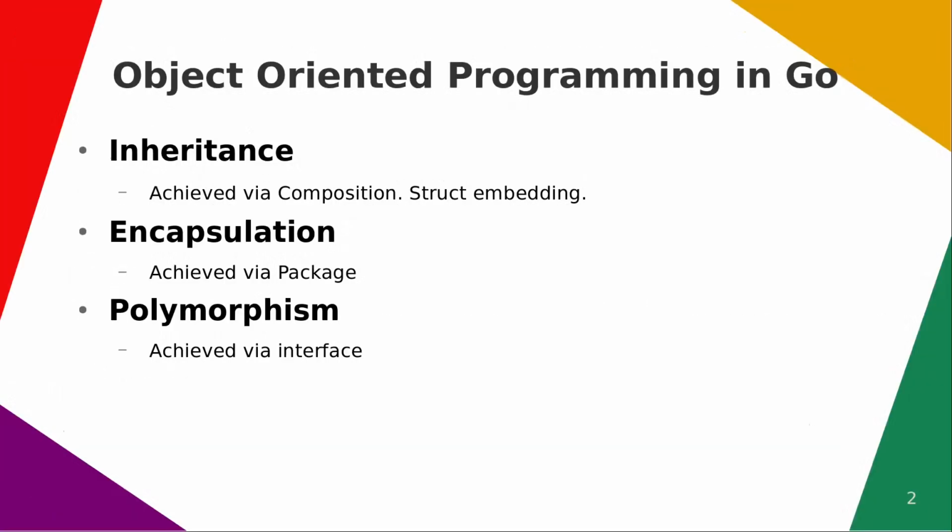In Go, we have simple structs, interfaces and packages. Very easily, we can use these features to achieve object-oriented programming. Inheritance is achieved via composition and struct embedding, encapsulation via packages, and polymorphism we can achieve via interfaces. Okay, so these are the things. Now let's dive into VS Code and we will try to understand inheritance.